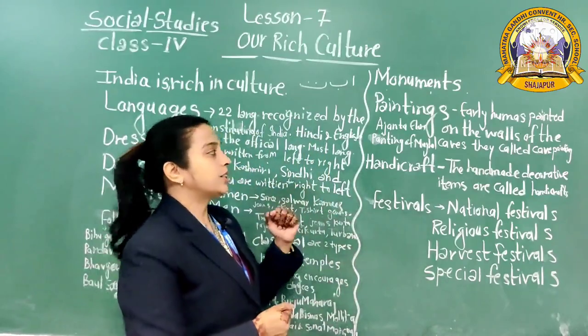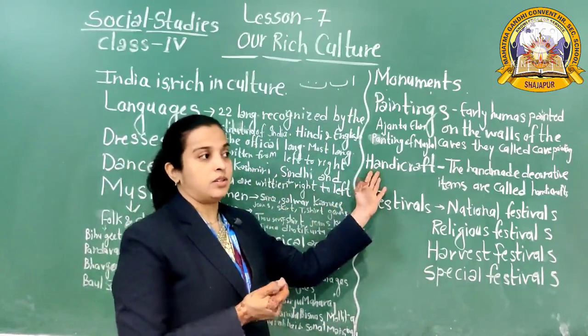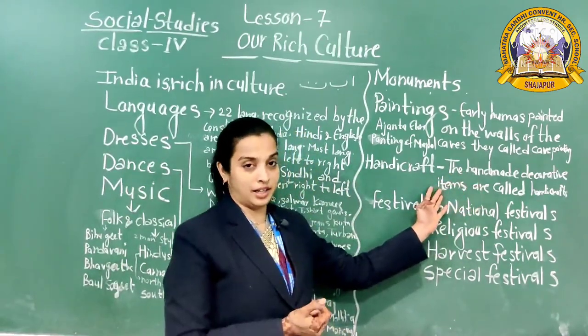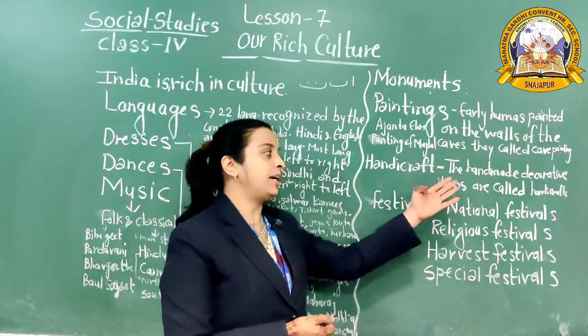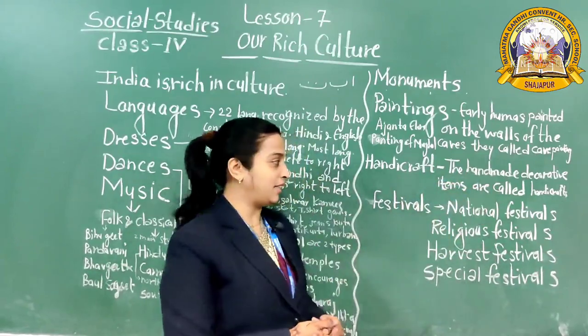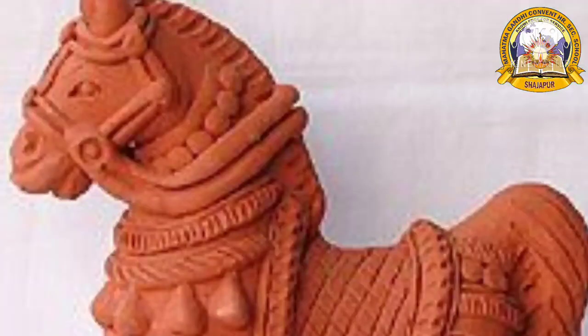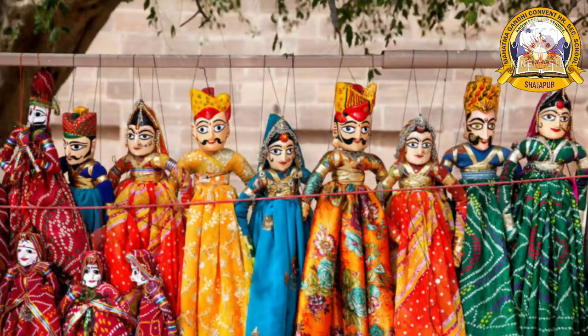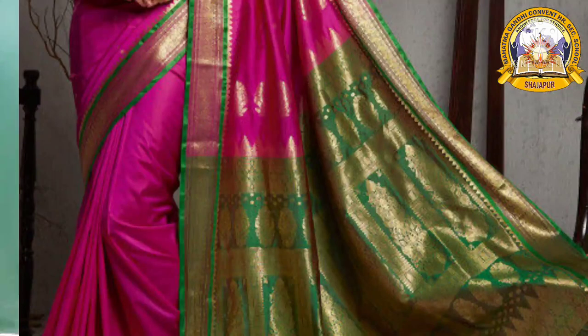Next thing included in our rich culture is handicraft. What is handicraft? The handmade decorative items are called handicrafts. These include terracotta horses of West Bengal, cane and bamboo products of Tripura, puppets of Rajasthan, Kanchipuram sari. They are very famous handicraft items of India and they are famous all over the world.